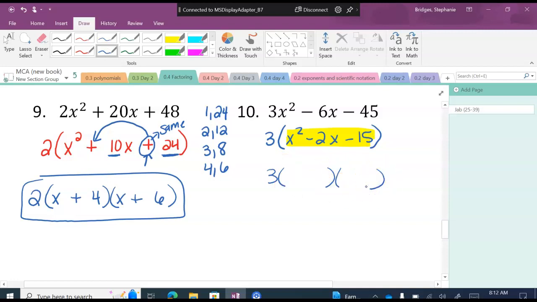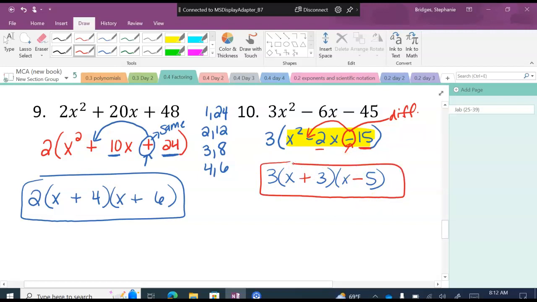What I want to know is I need numbers that multiply to give me 15 and subtract to give me 2. What numbers multiply to give me 15 and subtract to give me 2? 3 and 5, okay. And then we figure our signs. The second sign is a minus, so that means my signs are going to be different. That means the first sign goes in front of the bigger number. What's bigger, 3 or 5? 5. So we do a minus 5 and a plus 3. And that's how we leave our answer there.